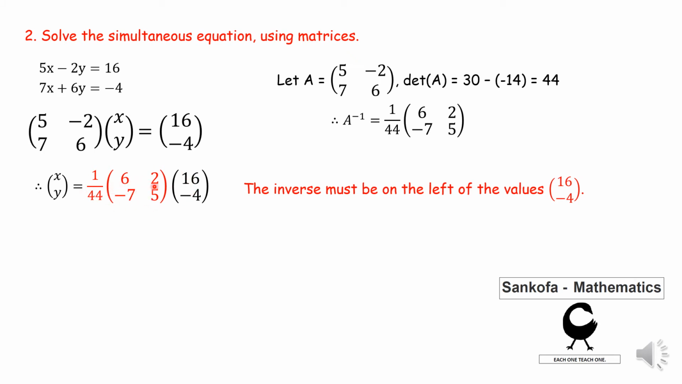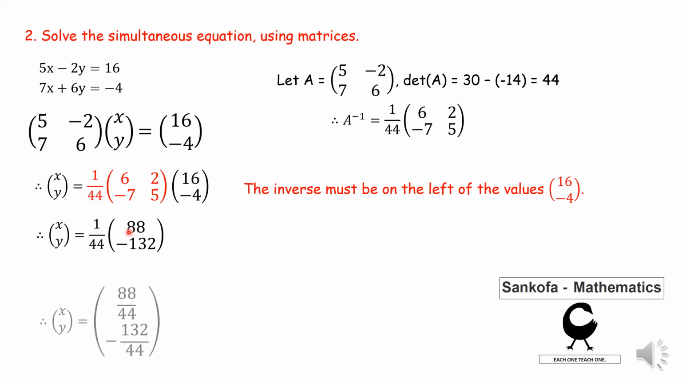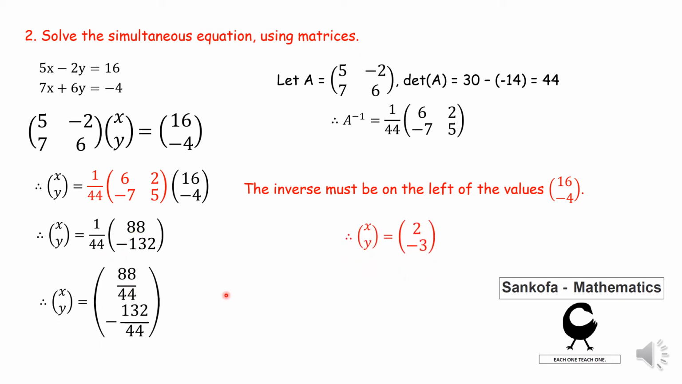Right, so now you take the 6, 2, -7, and 5, and you multiply it with this matrix 16, -4. Once you do that, you should arrive at 88, -132. Only now you can multiply by 1/44. If you do that, you're going to find x equals 2 and y equals -3. I hope you arrive at the same answer.